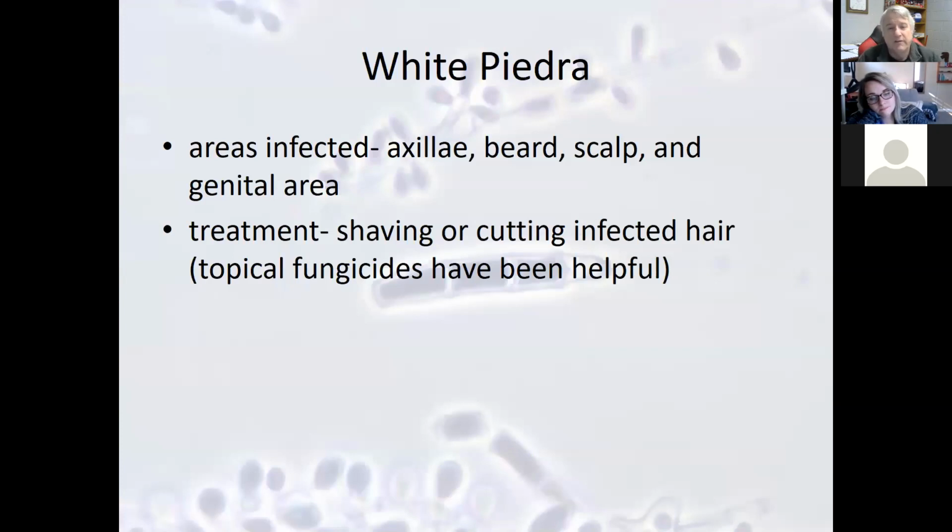The axilla, beard, scalp, and genital areas. Treatment is shave the hair from those regions, or cutting infected hair. Topical fungicides have been helpful.